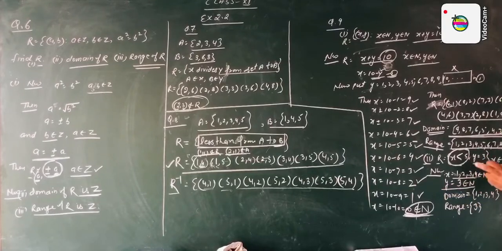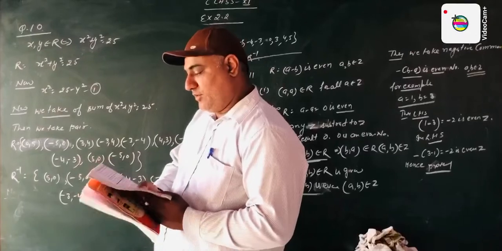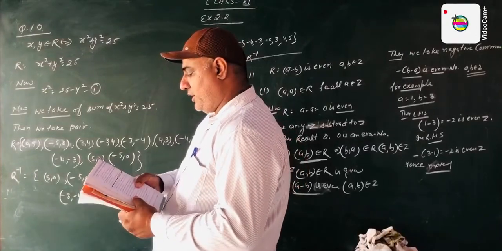Now in the second part we also have to find the domain and range of this function. The first component, if we write it, is 1 2 3 4, which is the value of x. This is the domain of R. So the domain of R is 1 2 3 4, and the range, the value of y, has only one element, and this element is 3. So that is the range of this function.